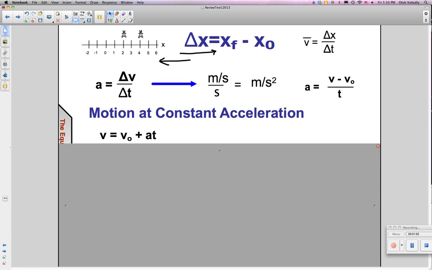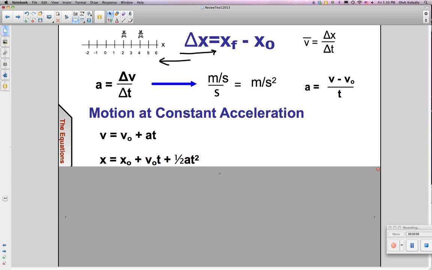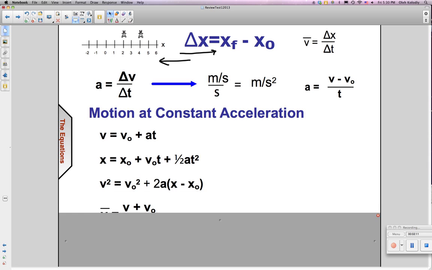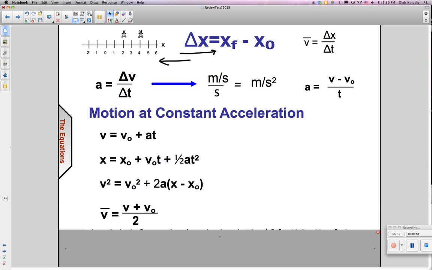a equals v minus v naught over t can be written as v final equals v initial plus acceleration times time. The change in position is equal to v naught t plus 1/2 a t squared, and v final squared equals v initial squared plus 2a times the displacement. And the average velocity, if you are moving at constant acceleration, is just the final velocity plus the initial velocity divided by 2.